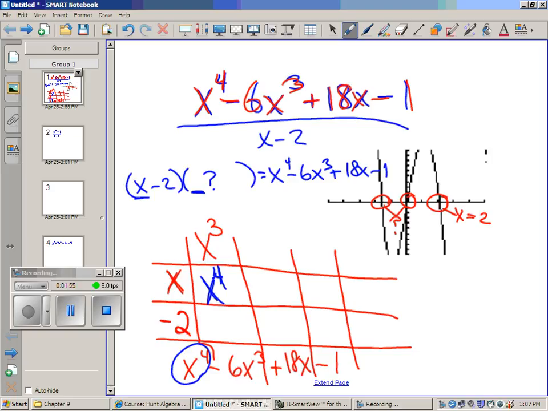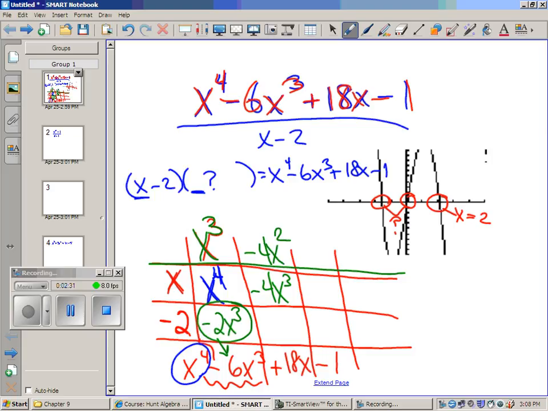But now that I know this, and this is actually going to turn out to be my division answer, everything above this line. So x to the third times negative 2 will give me negative 2x to the third, so I can fill that in. But notice how in my answer, what I need is a negative 6x to the third. Right now I have negative 2x to the third, so what would I have to add to negative 2x to the third to get negative 6x to the third? And that would be negative 4x to the third. So looking at what times what would give me negative 4x to the third, that would just be negative 4x squared. Multiplying that out, I get 8x squared.